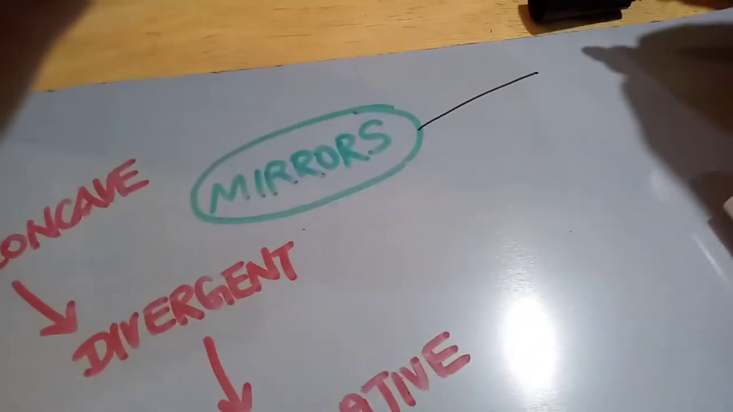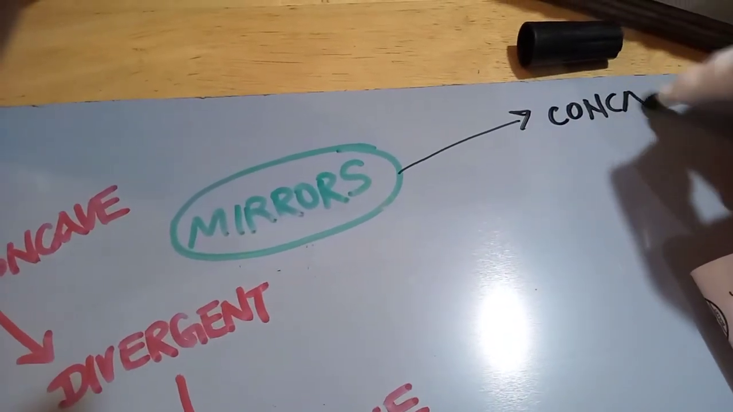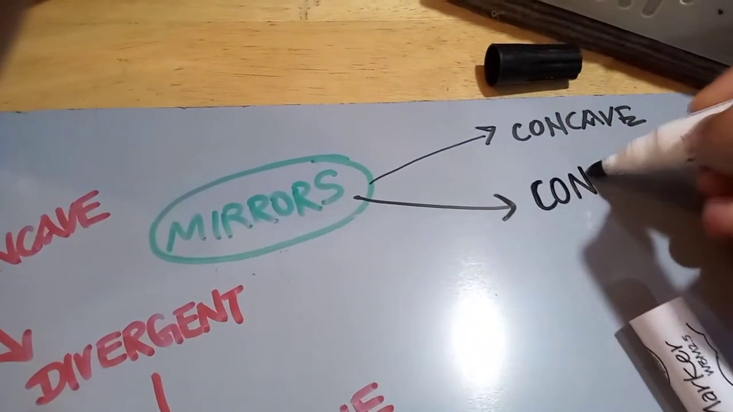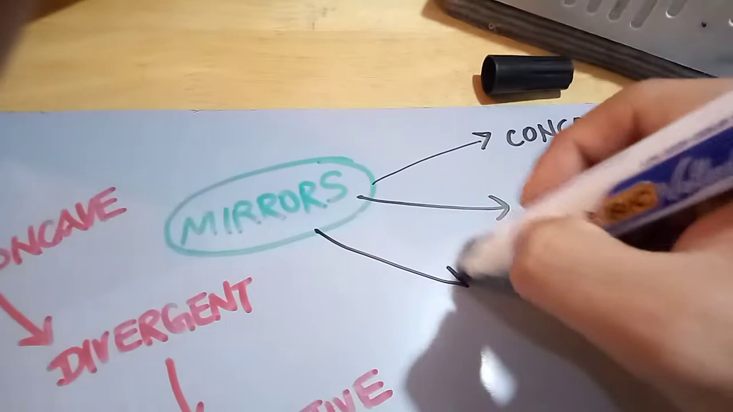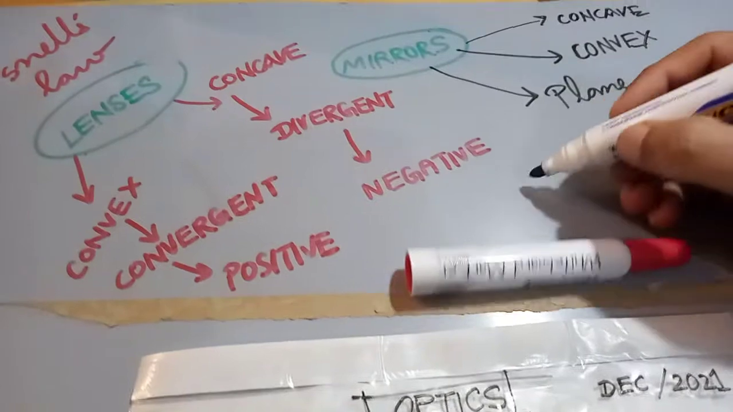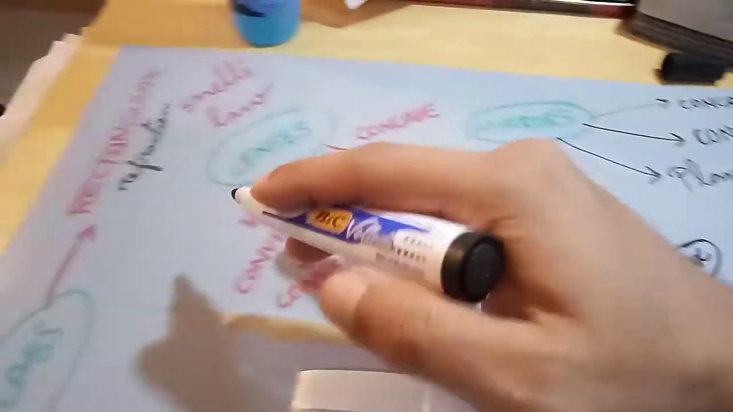Similarly, mirrors can be concave, convex, and plane. So this is how things are. Please try to understand. This is quite the crux of your understanding of physics, of optics, when it comes to the chapter of optics. So lenses, slabs, and mirrors.